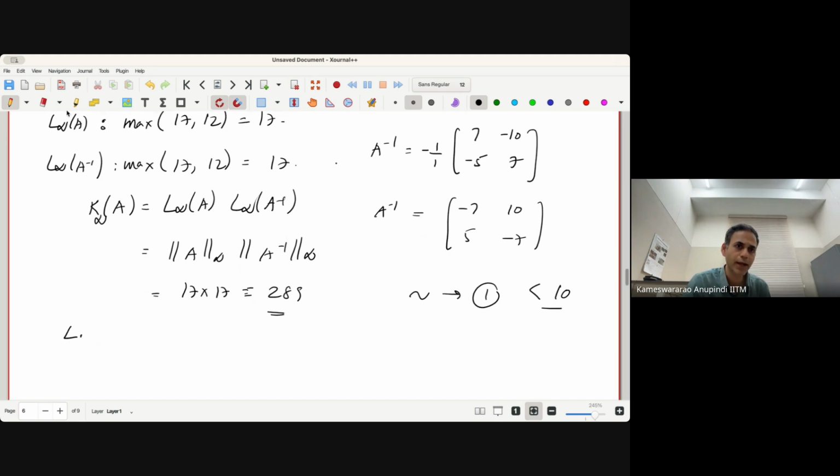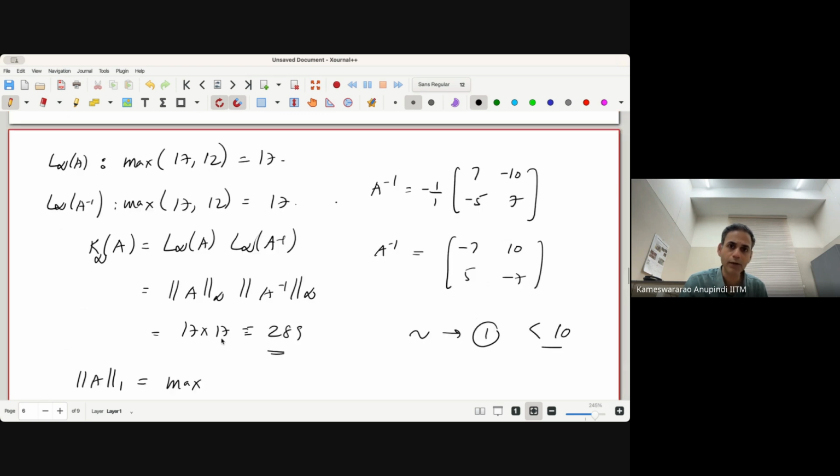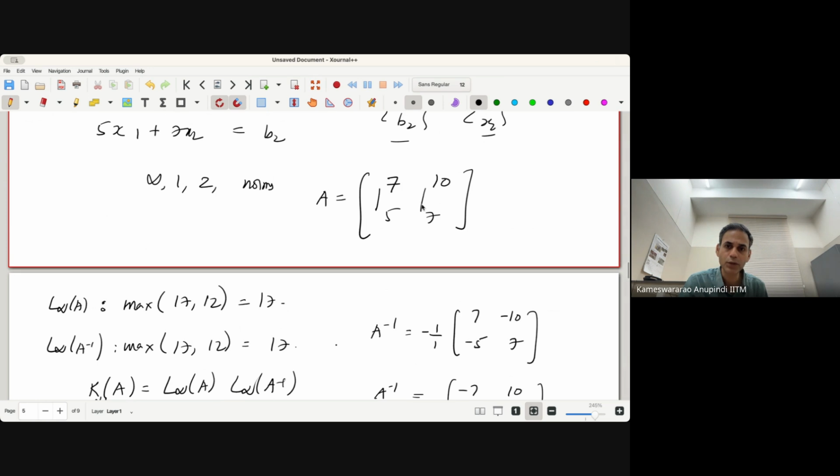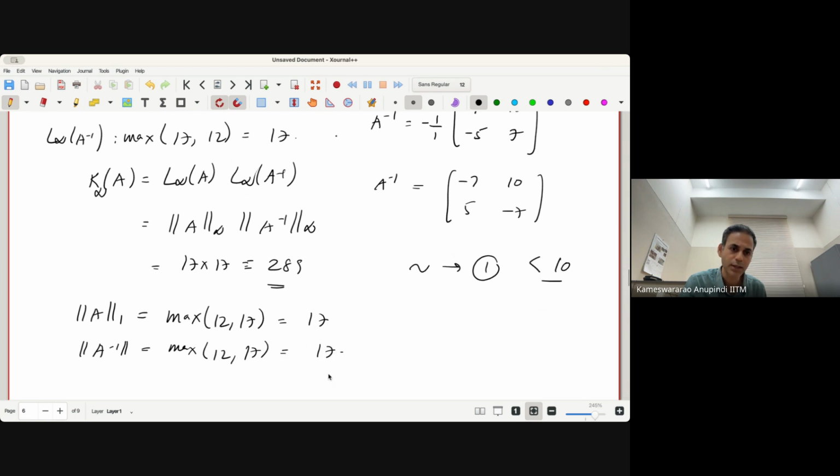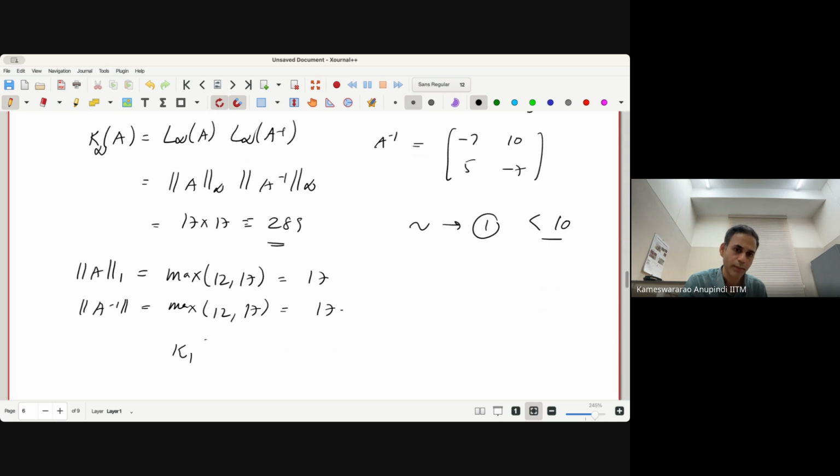For example, I can calculate the one norm of A, that is going to be the maximum sum, right? That means we're going to sum up the columns. That is again the maximum of, for A, 7 plus 5, 12, and this is going to be 17. So we have the maximum of 12 comma 17, it comes out to be 17. Similarly, the one norm of A inverse is going to be the maximum of the sums, that's going to be modulus of 7, minus 7 and 5, that's going to be 12, and then 17, this is again 17. So as a result, the condition number in one norm of A is going to be norm of A in 1 times norm of A inverse in 1, that's also 289.